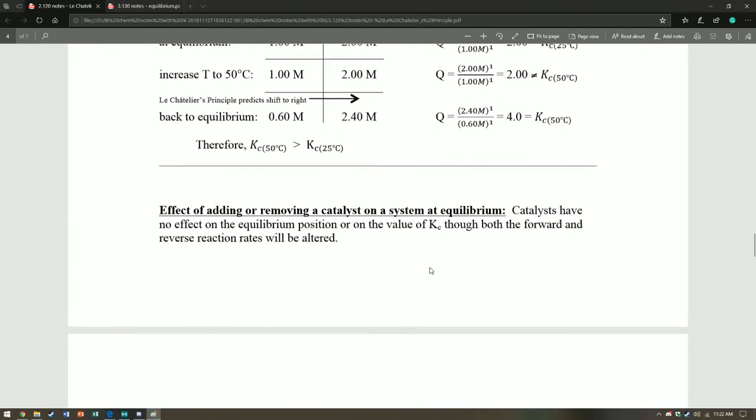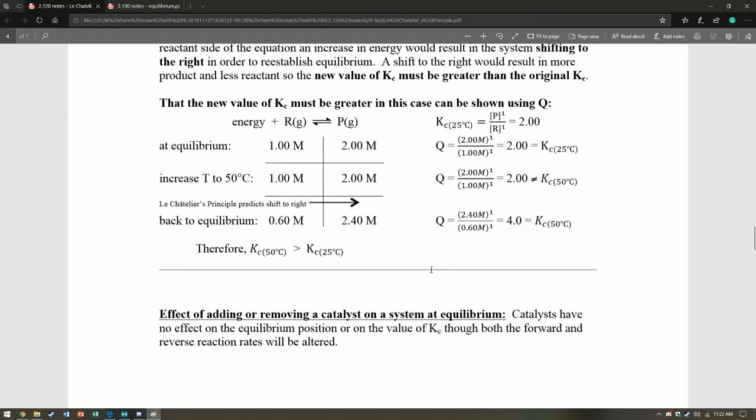Lastly, adding a catalyst to a system at equilibrium will do absolutely nothing.